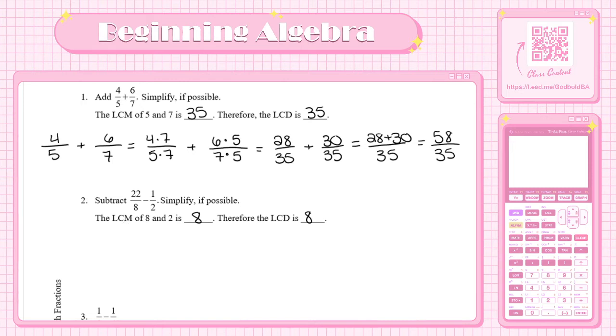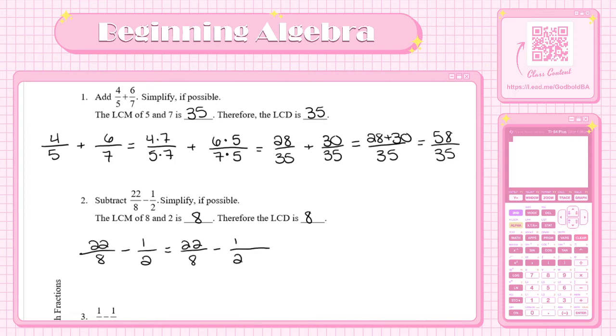So I have 22/8 minus 1/2, and I need to rewrite these so that they both have a denominator of 8. Well, I messed that up. 22/8 has already got the correct denominator. And you might already also notice that this first fraction is not simplified. We probably should have simplified that first. We could have, but we can leave it like this. This is fine. We'll simplify it in the end. 22/8, so we don't need to do anything to it.